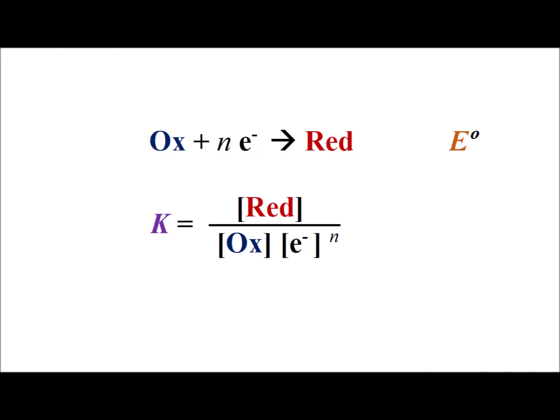We also know that we can write an equilibrium constant K, which is equal to the concentration of the reduced form divided by the concentration of the oxidized form, times the concentration of the electron to the nth power. Ideally, we are going to use the activities of each of these quantities instead of the concentrations for greater accuracy, but we are going to write all the expressions in terms of concentrations, even though we're applying activities.